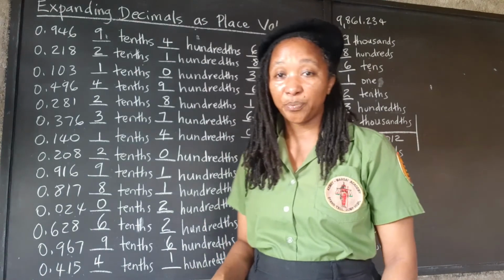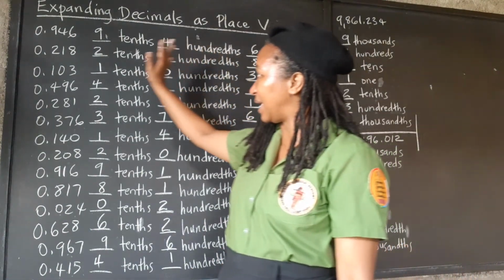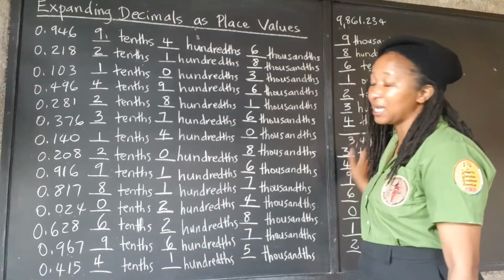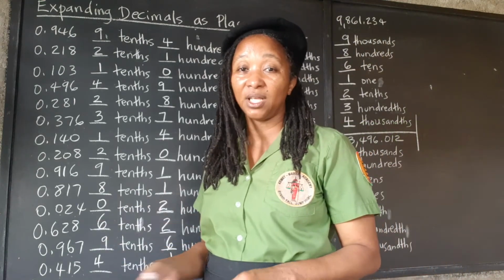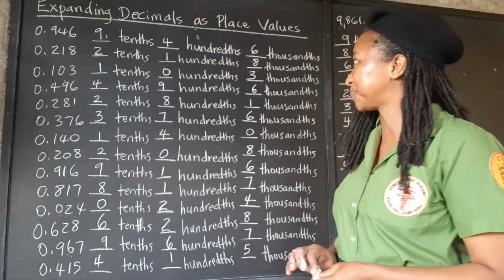Alright? We did pretty well, guys. We did pretty well. We filled in our place values for our decimals, and we threw in a couple of mixed numbers, the whole number and decimal, to show that we are on top of things. We know what we're doing.